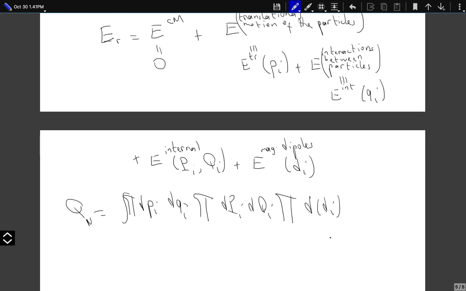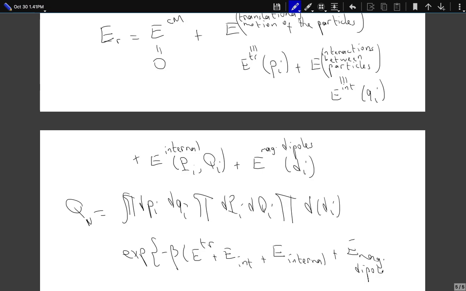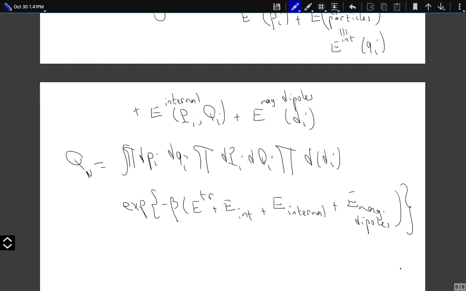That's the approach the book has. And then you have the exponent of minus beta times E translational plus E int plus E internal plus E magnetic dipoles. E int is the interaction between the particles, E internal is the internal energy. But now you see each one of these four terms depends on different coordinates and different momenta. And I'm just integrating over all these different coordinates and momenta to calculate the partition function.